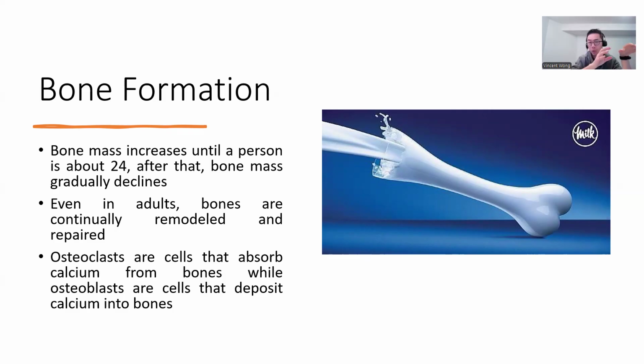Some portion of the bones can get dissolved, and the resources can be relocated to other parts of the bones. So in addition to the osteocytes, which are the bone cells that maintain the matrix, there are two additional types of cells that are found in bones. We have the osteoclast and we have the osteoblast.